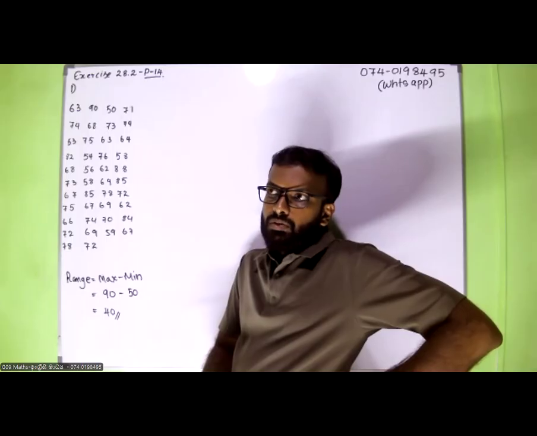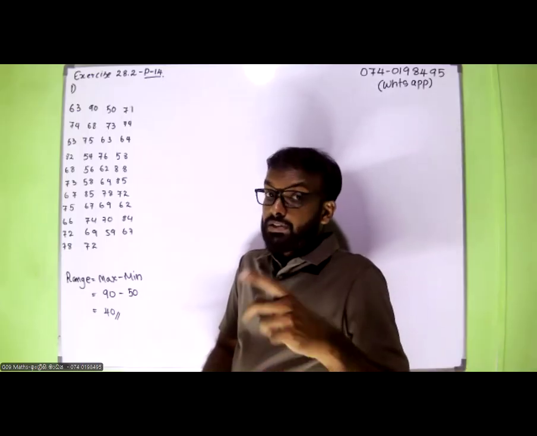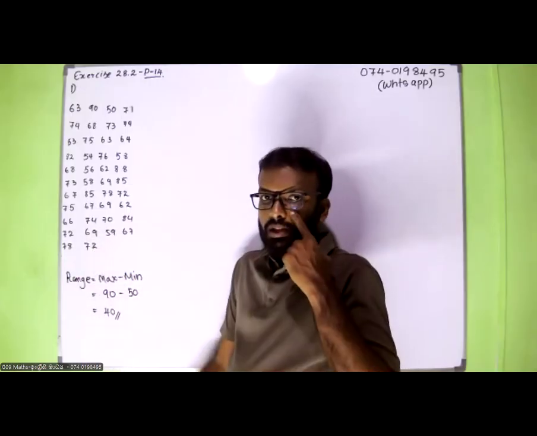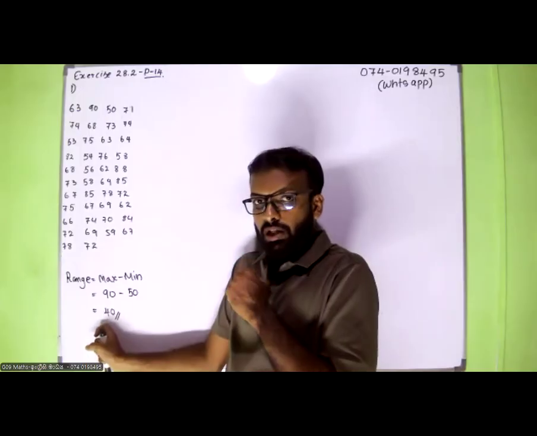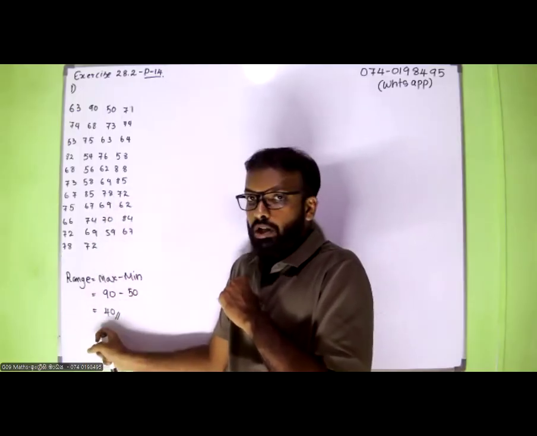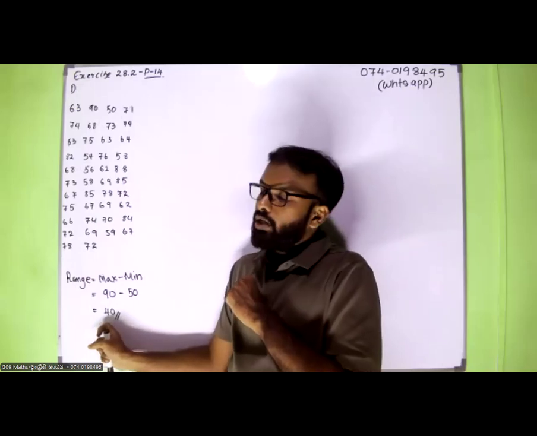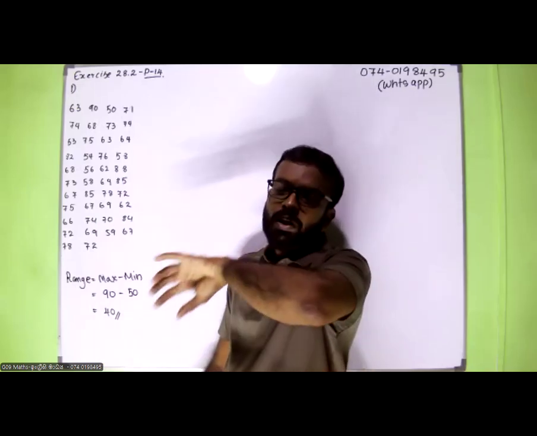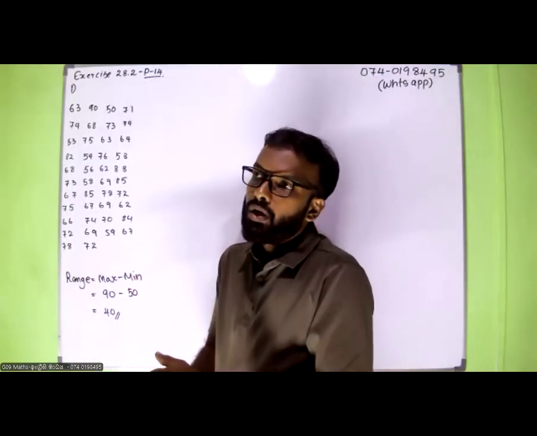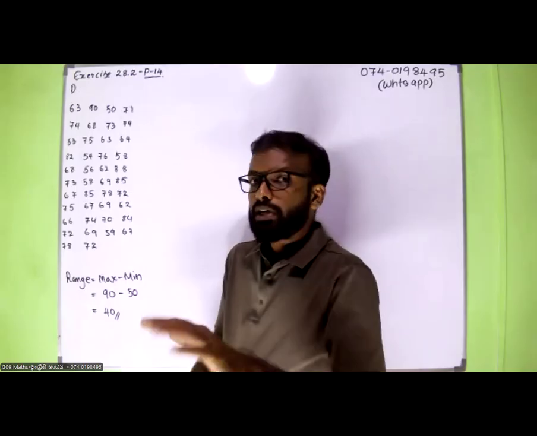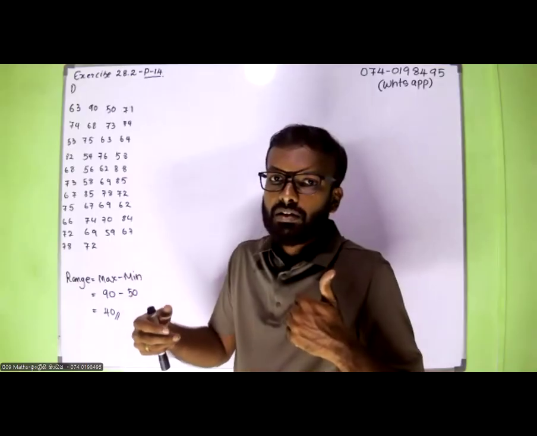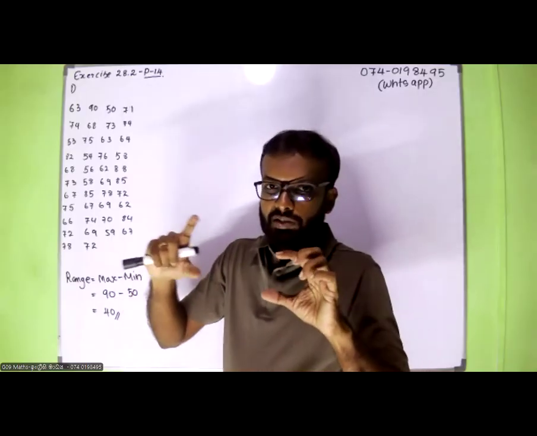If you get the number of class intervals as 5, you have to divide this 40 by 5. The range is 40. Sorry, not number of data. Your range is 40, and the range needs to be divided by the number of class intervals. So I would keep the number of class intervals as 5. 40 divided by 5 is 8. So my class width is 8. So it is matching.